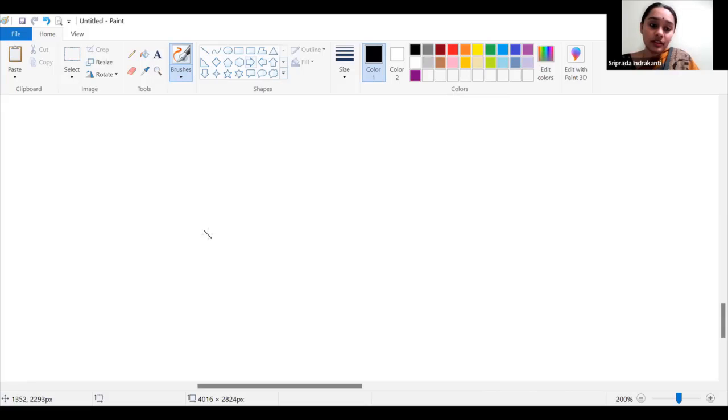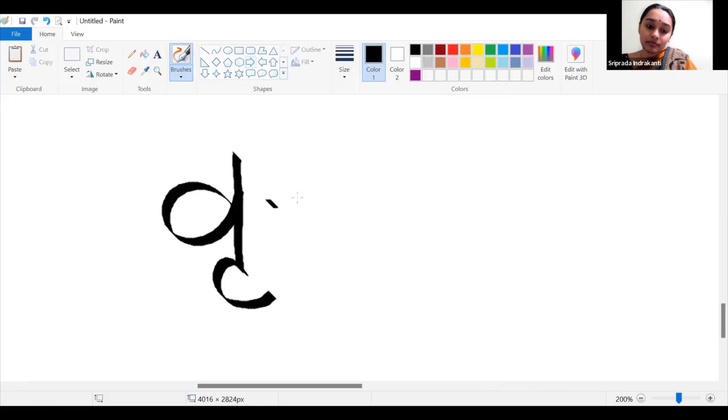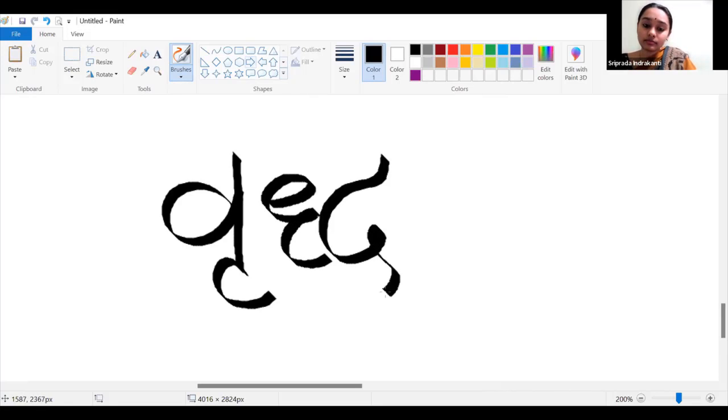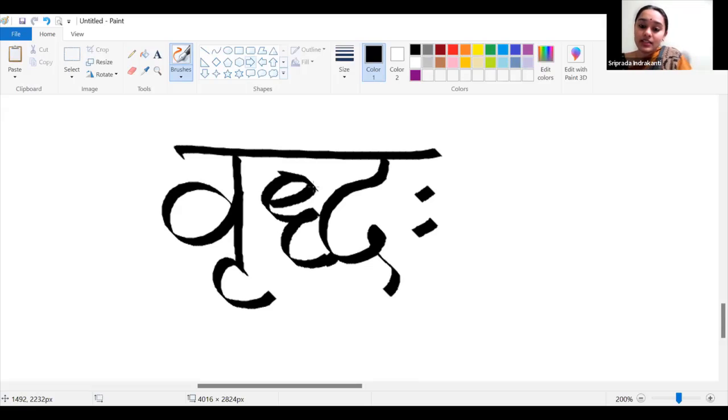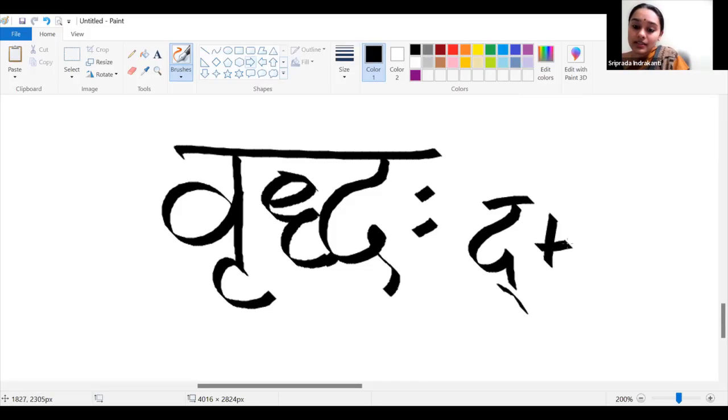Then we have vruddhaha, v, r, vr, dhaha. So look at this, how interesting. It's like it's holding somebody on its back. So the v is holding the r. This is actually the v plus the r.